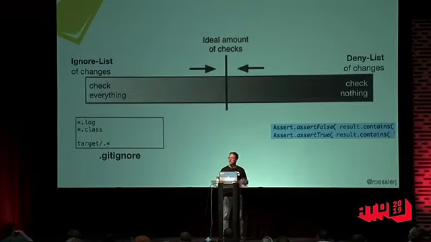And this creates a spectrum, right? The ideal amount of checks that you want to have in your typical test is somewhere in between. On the one hand, if you don't specify any assertions, then you check nothing. If your deny list is empty, you check nothing. On the other hand, if you don't specify anything in your git ignore file, for instance, then you check everything. So not as much as a single character may change without you being notified. But what you want in a typical environment is something in between, right? You don't want to be notified about every change because you have things that you don't care about, but you want to be notified about things that you do care about.